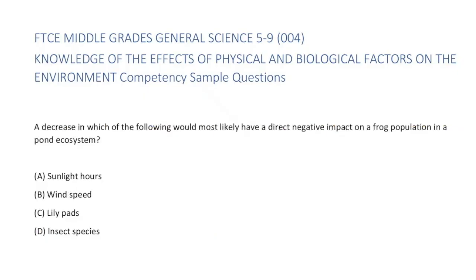A decrease in which of the following would most likely have a direct negative impact on a frog population in a pond ecosystem? So the key words in this question are a decrease and a direct negative impact on a frog population in a pond ecosystem. So we know that in the food chain, when one insect or animal disappears, this has a negative impact on the entire ecosystem. Let's take a look at the answer choices. A, sunlight hours. B, wind speed. C, lily pads. Or D, insect species.